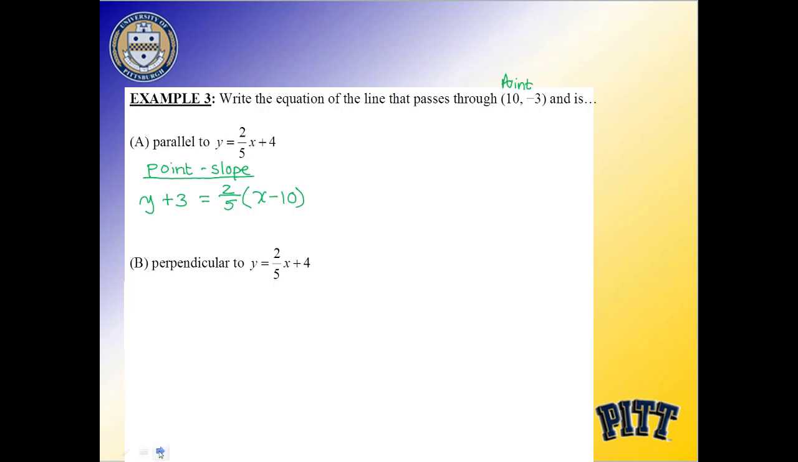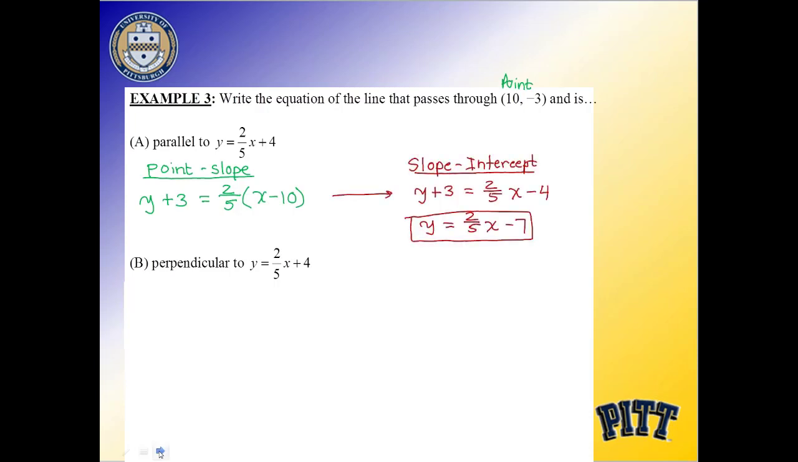Now, if I want to put it in slope intercept form, I could go through and distribute the 2/5 and then subtract 3 from both sides and get y = 2/5 x - 7. As we can see, it's a totally different line.